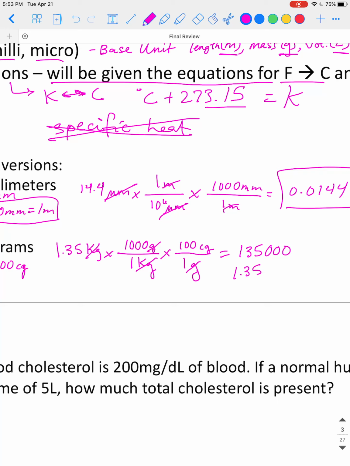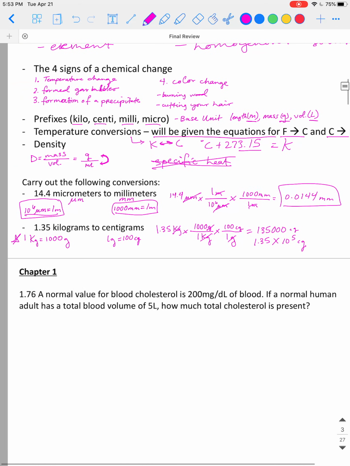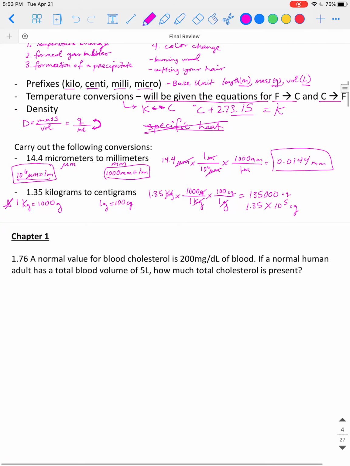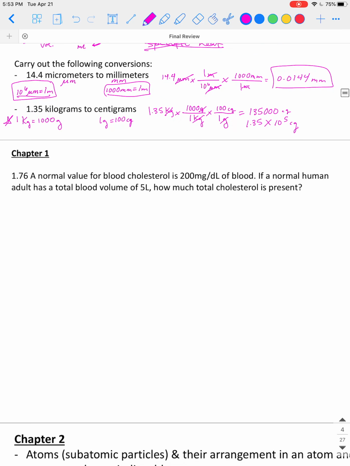135,000. I think it should be that. Okay, or you could write 1.35 times 10 to the 5th. There you go. And oh, don't forget your units, centigrams. So simple conversions like this are part of chapter 1 that were really important.